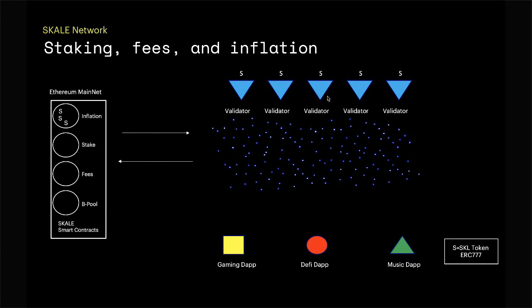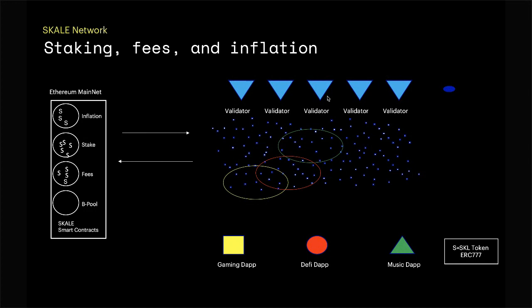Let's bring all these pieces together for what a dApp sees and what a validator sees when interacting with the network. Let's start with the dApp side. On the demand side, whether you're a gaming dApp, a DeFi dApp, or a music dApp, what you have to do is stake a small percentage into the network on Ethereum to be able to create a Skale chain to run your smart contracts or use file storage or any of our other advanced features as well. Once you stake, you're able to spin up your Skale chain. What comes next is that the validators will then stake their part into the Ethereum mainnet as well.